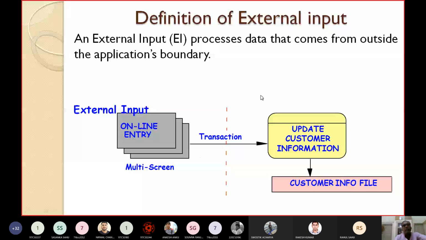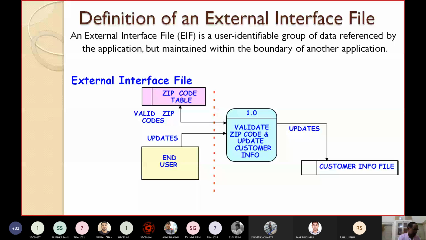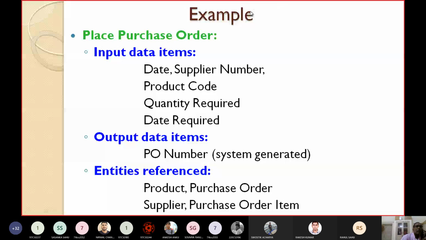So this is how we have discussed external input, and similarly you can read yourself external output, inquiry, and then easy things. Please read yourself. No need to discuss in detail. Those are easy things. Please read yourself.